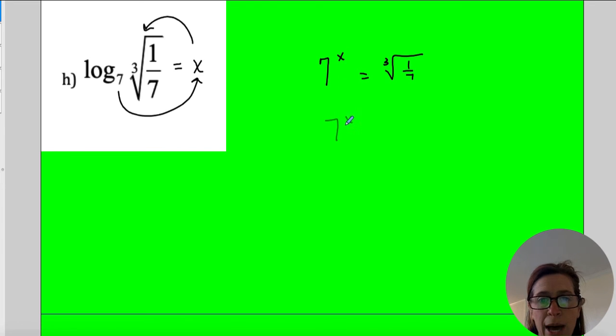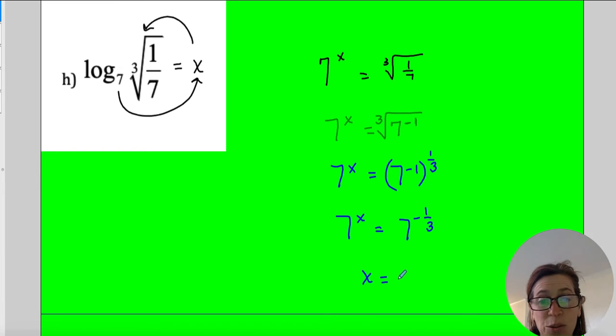To make these look the same, first of all, I need 7 to the negative 1. That might be step 1. Step 2 then would be to get rid of the root, and so I would make that 7 to the negative 1 to the 1/3. And so then I could make it 7 to the negative 1/3. So in this case, x would be negative 1/3. So 7 raised to the negative 1/3 gives me the cubed root of 1/7.